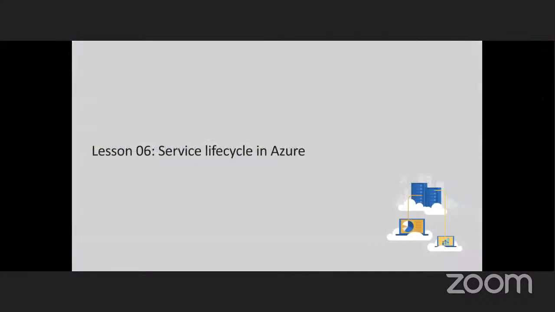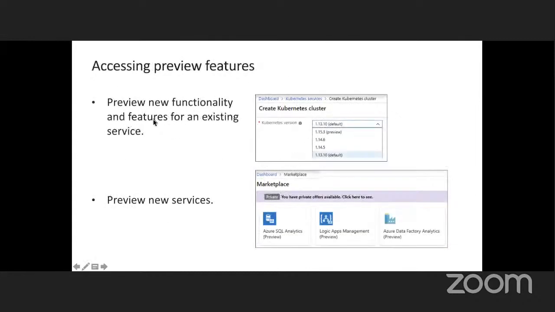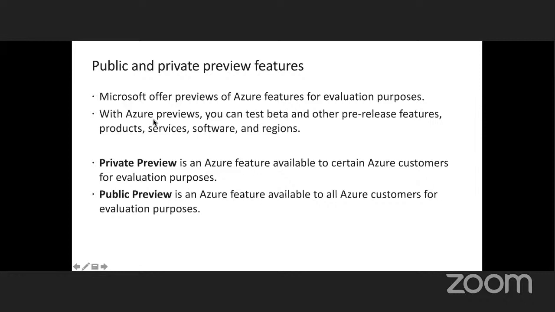Service lifecycle in Azure. So there are public and private preview features, right? So Microsoft offers previews of Azure features for evaluation purposes. Okay. So with Azure previews, you can test beta and other pre-release features, products, services, software, and regions. Sometimes Azure previews their resources before they send it to the general public. Before they are available generally to everybody, sometimes they do some previews privately and publicly for people to test their resources and services.